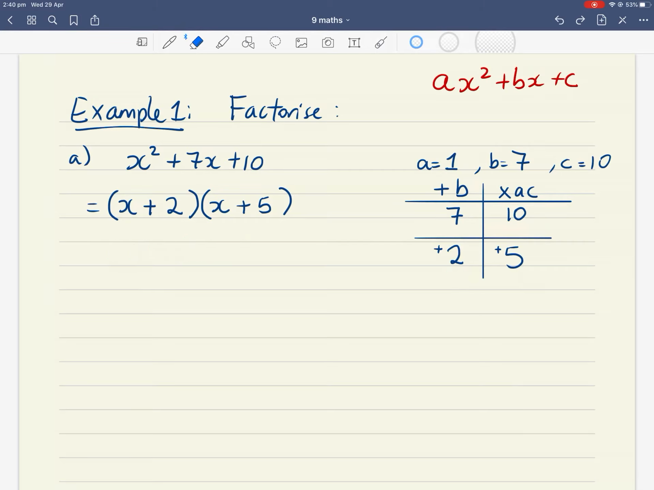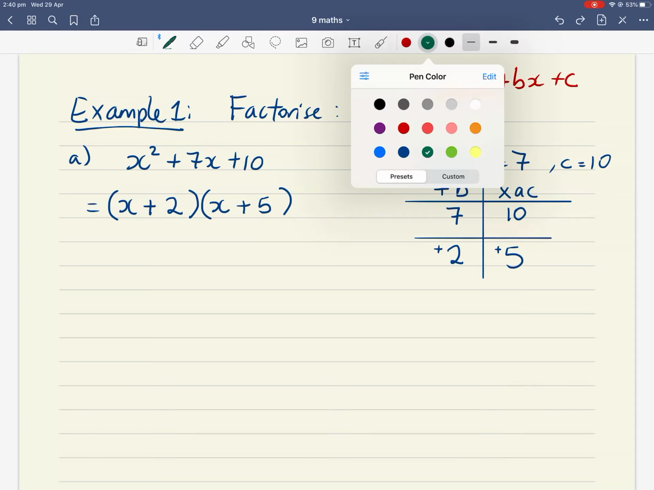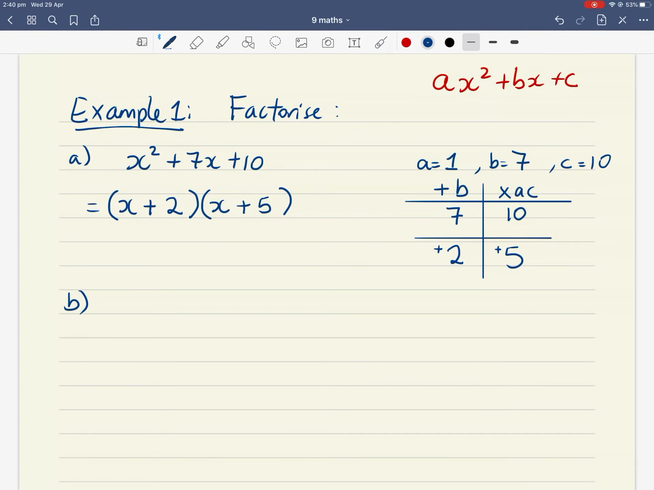Okay. So let's try another example, but just following the same pattern. So part B. Let's try and factorize x squared plus 2x minus 8. So on the side calc, write down your a, b's, and c's. So a, what is the coefficient of x squared? What's the number in front of your x squared? 1, because there's 1x squared.